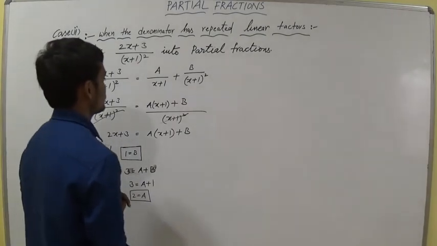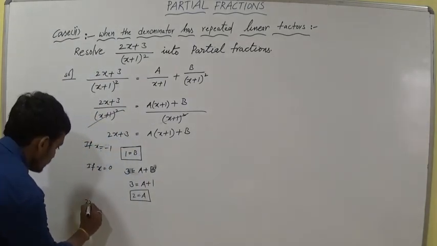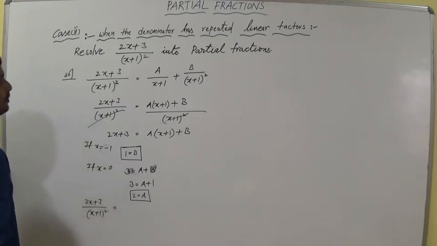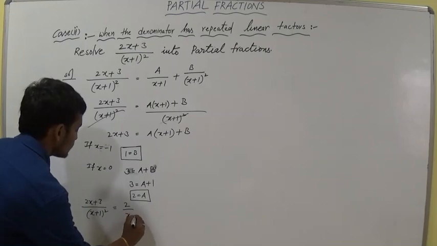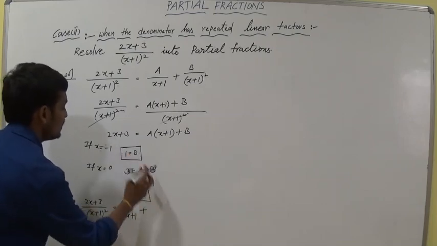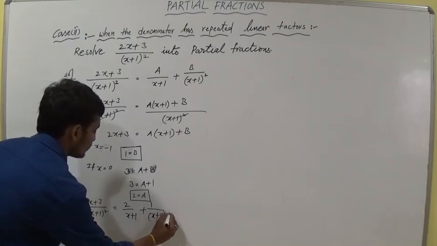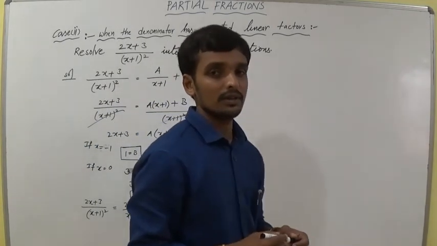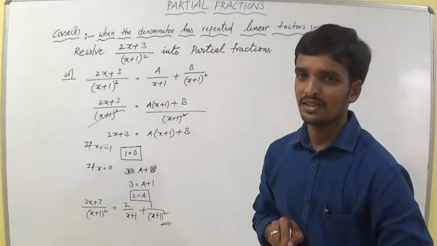Therefore, our final answer is 2x plus 3 by x plus 1 whole square is equal to a by x plus 1 plus b by x plus 1 whole square. That is 2 by x plus 1 plus 1 by x plus 1 whole square. Do you understand? Nothing is there.